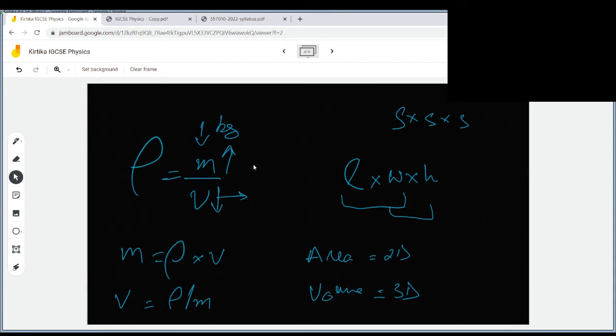For example, the paper of the register on which you are writing, you can just find out the area because the height of this paper is negligible. You have the length of the paper and the width of the paper. The thickness of the paper is negligible, so it just has an area. If you have the register, the notebook in which you are writing, that notebook would have a volume. The paper has a volume as well, but its third dimension is negligible.